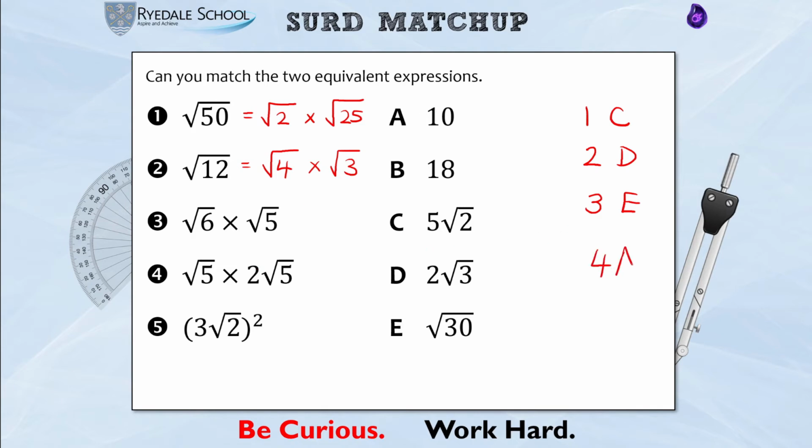So 4 is A. Let's just make sure I did match 5 with B. 3 root 2 squared. Well, that means 3 root 2 times 3 root 2. 3 times 3 is 9. Root 2 times root 2 is 2. So this is 9 times 2, which is indeed 18. So 5 goes with B. How did you get on?